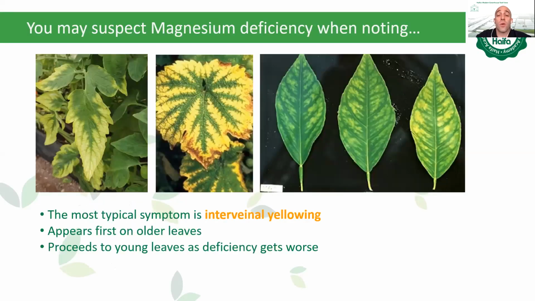When will you see magnesium deficiencies? Of course, magnesium is a mobile nutrient, so you will note it on older leaves, and you'll see interveinal chlorosis between the veins of the leaves. You'll see it at the beginning, and at the end you will see a chlorotic leaf with interveinal chlorosis. Of course, if the deficiency gets worse, it will spread to the rest of the plant. But in the beginning, you will find it in the older leaves.